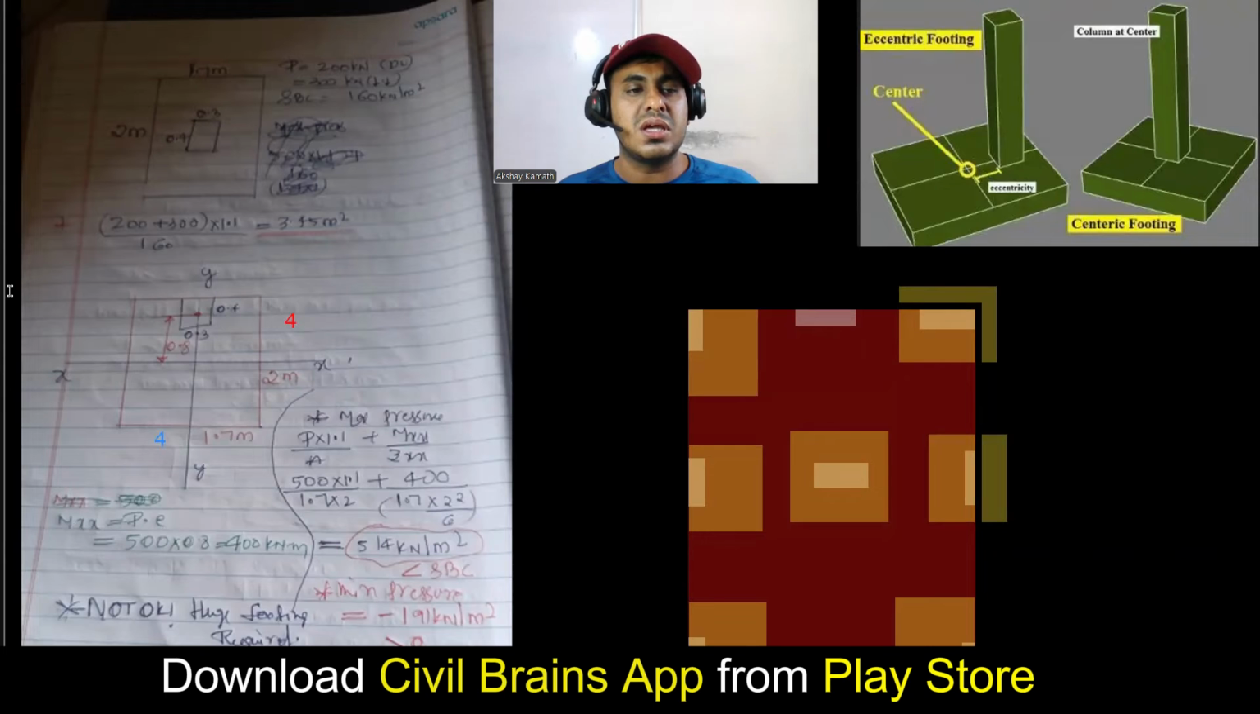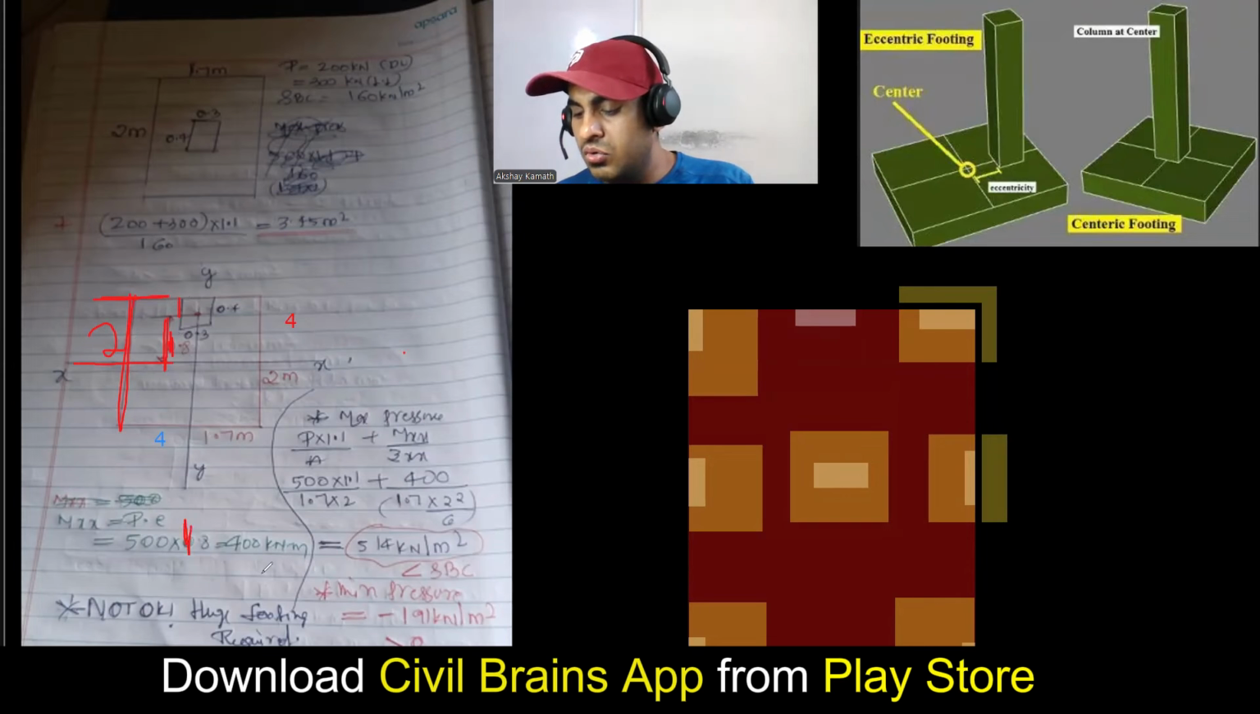What will happen? First, you find this eccentricity. It will change now. Try to understand the concept. If this is 4 meter, half of this is 2 meter. If this is 2 meter, and this is 0.2, how much will this one be? 2 minus 0.2, which is 1.8. So 500 into 1.8 is 900. Your moment will be 900.